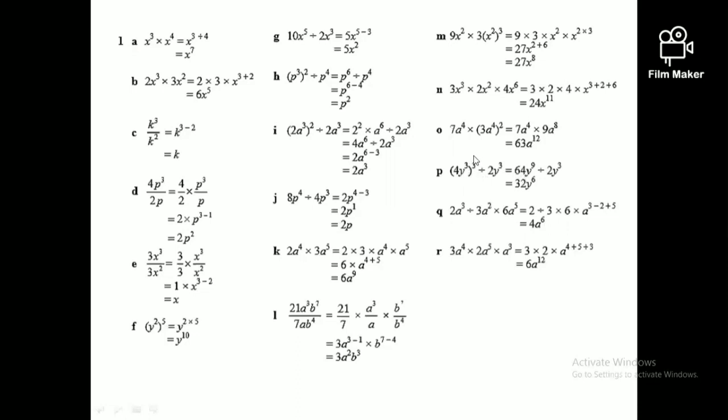Y to the power 3 to the power 3 is, you can apply the power of a power rule and write 3 into 3, y to the power 9, divided by 2y to the power 3. Then you can divide these terms. 64 divided by 2 is 32. Y to the power 9 divided by y to the power 3, so you can subtract the powers and write y to the power 6.